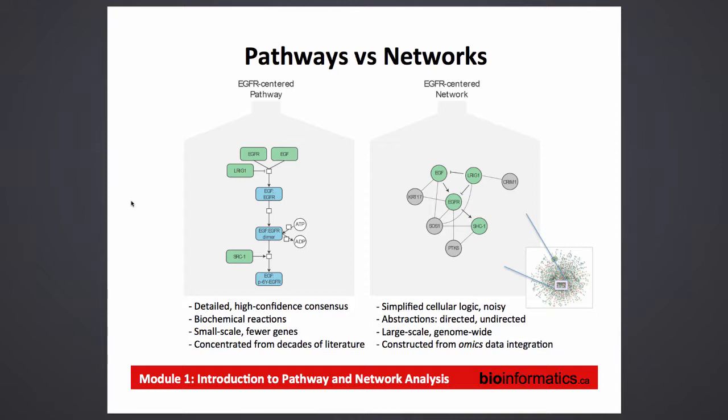Networks often are derived from high-throughput experiments or maybe even statistical integration of multiple types of data. So network data may be available for all genes in the genome. Pathway data is available for a much smaller fraction.